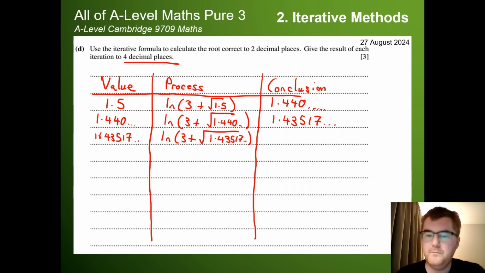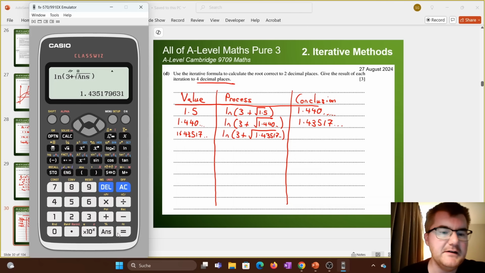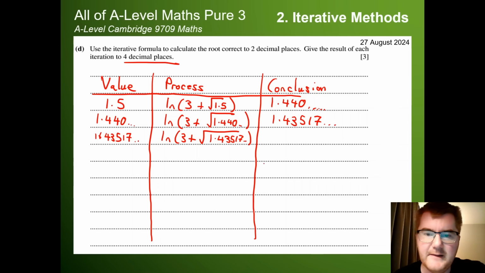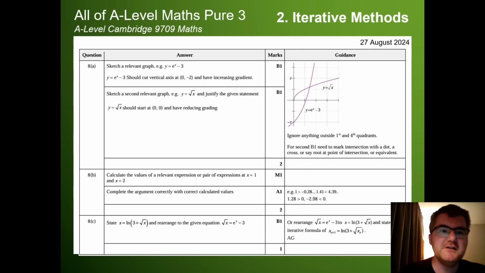I think I've shown enough steps at this point, so we can keep pressing the answer key, and notice we get closer and closer and closer. We only need it to 2 decimal places, and I think it's pretty clear we're going to get to 1.43 as our final answer to 2 decimal places. So again, you don't need to put down lots of steps here, but you do need to show that you understand this iterative process and can work through this process. So you can have a look through the answers here, and you can see where we picked up all the marks for this question here.